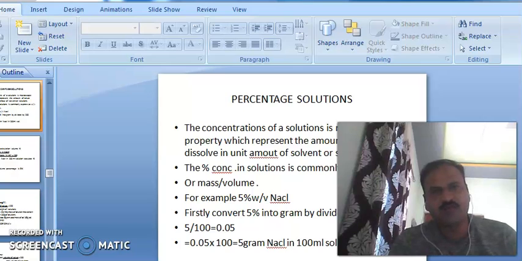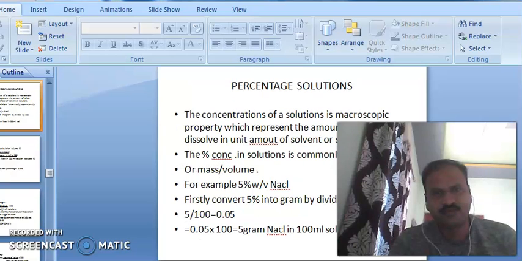by volume. For example, 5% weight by volume NaCl. Firstly, convert 5% into gram by dividing by 100. 5 divided by 100 is equal to 0.05 gram. Therefore, 0.05 gram into 100 is equal to 5 gram NaCl in 100 ml, which gives a 5% solution. This is the 5% solution.